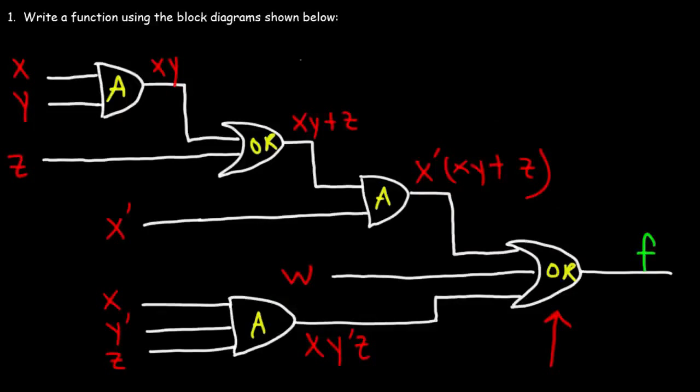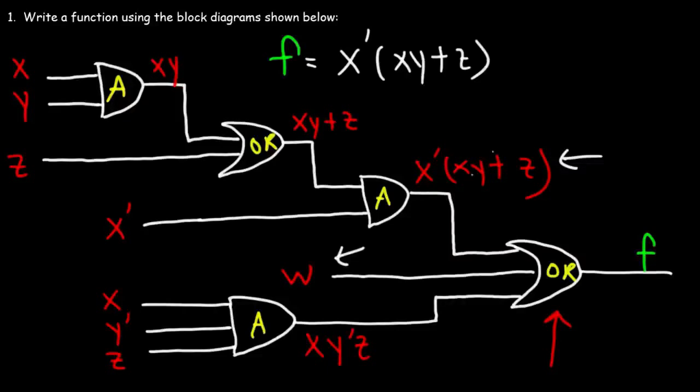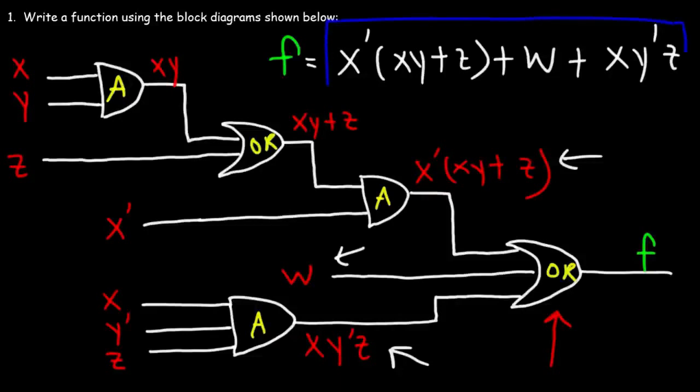So we could say the function f, the output of it, is going to be the first input, which is X prime times (XY plus Z), plus the second input, which is W, plus the last input, which is X Y prime Z. So this will give us the output of this circuit diagram using the inputs that we have here. So that's how you can write a function given a block diagram.